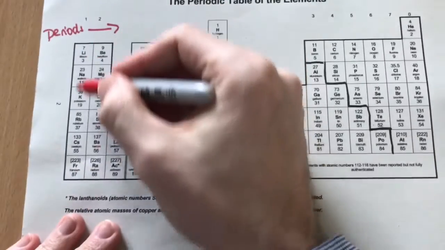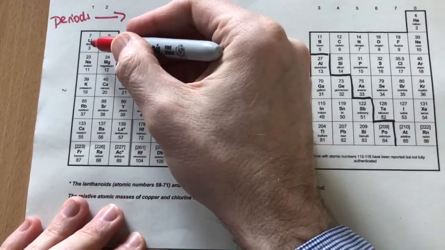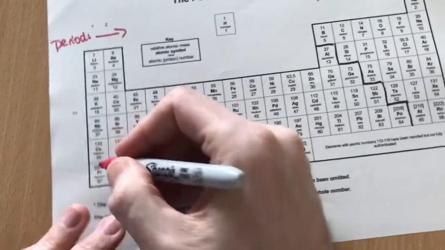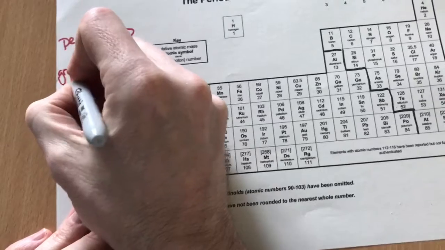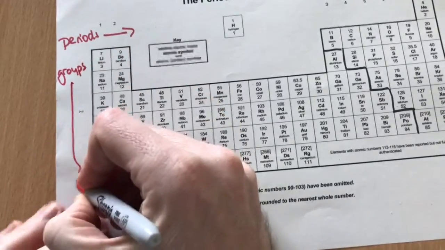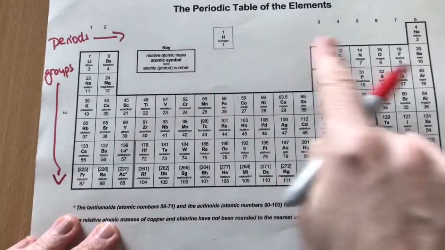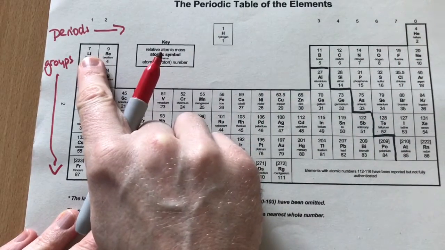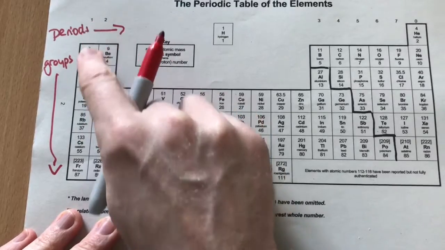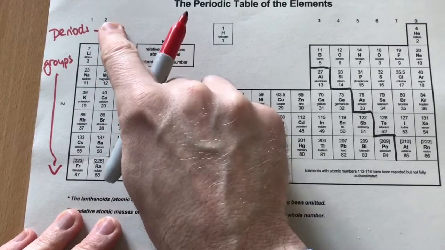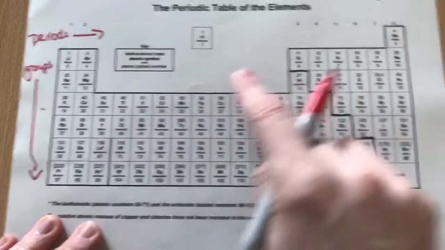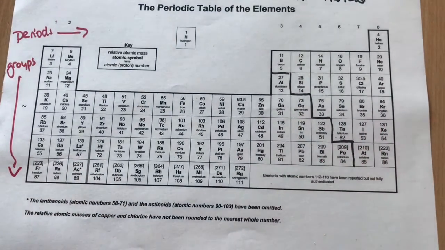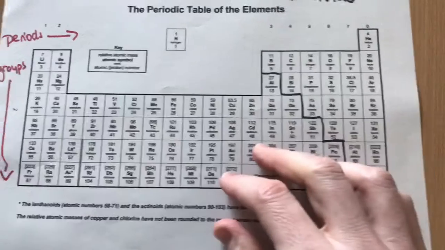And then vertical columns, so here we've got lithium working its way down, sodium, potassium, all the way down to the bottom. These are the groups in the periodic table. So the vertical columns are groups, and the periods work their way across. The first period is hydrogen and helium, the second period starts with lithium, and the first group starts with lithium. The second group starts with beryllium, and then we'll come over here for the third group.